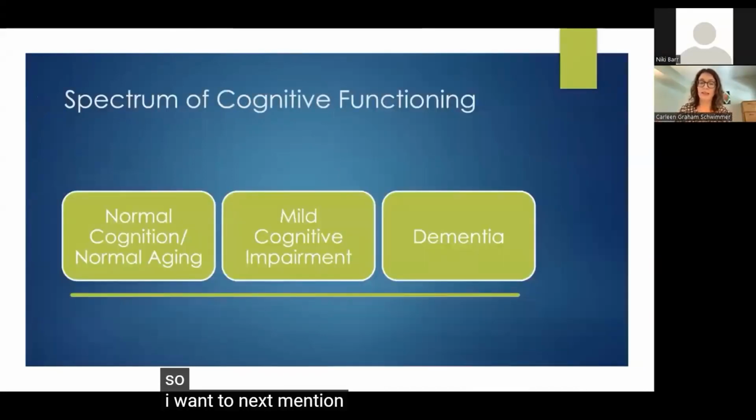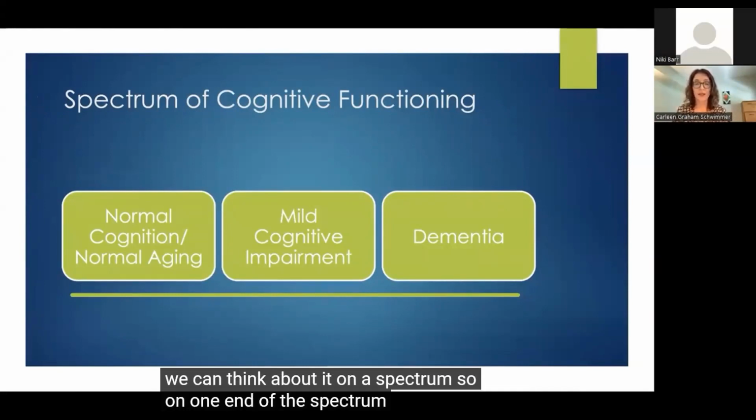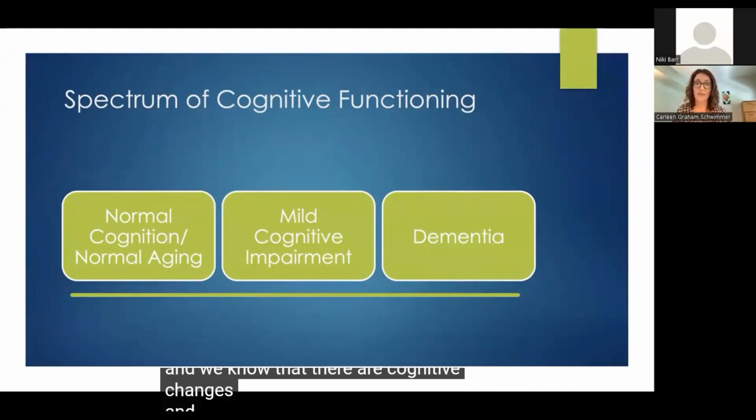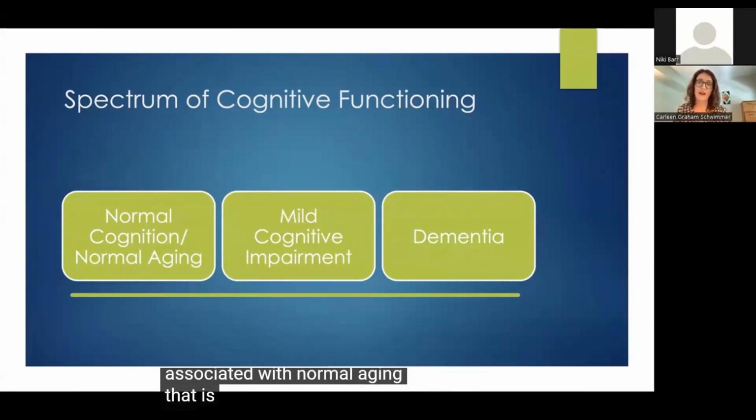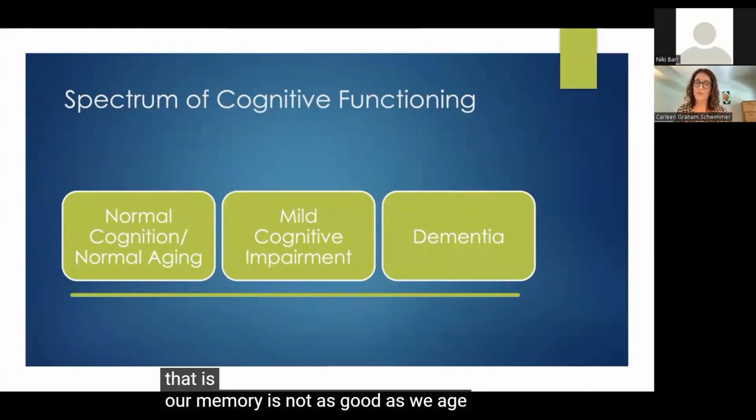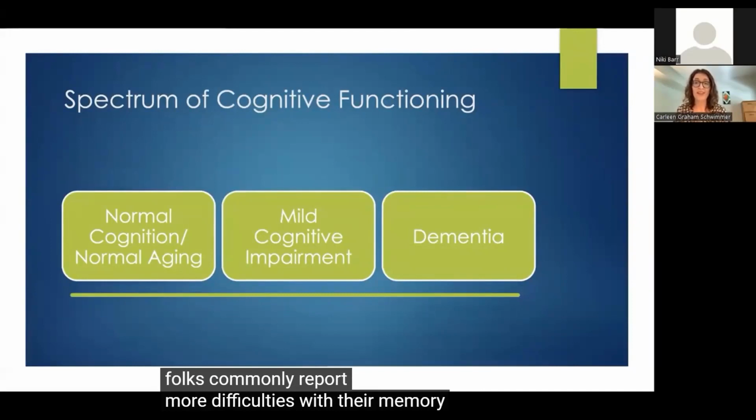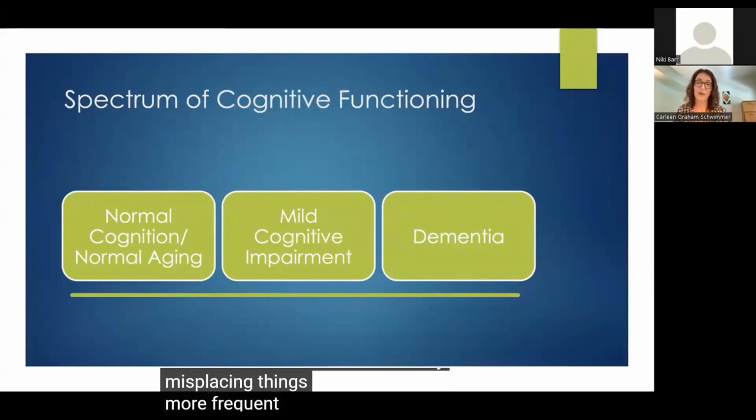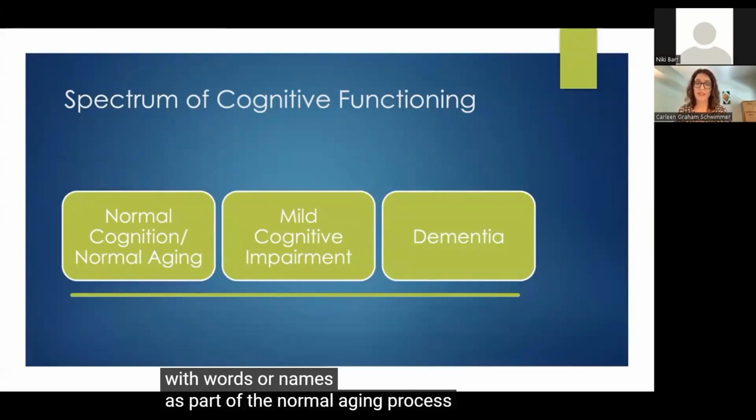So I want to next mention that cognition, we can think about it on a spectrum. So on one end of the spectrum, we have normal cognition or normal aging. And we know that there are cognitive changes and unfortunately some decline associated with normal aging. That is, our memory is not as good as we age. Folks commonly report more difficulties with their memory, misplacing things, more frequent difficulties coming up with words or names as part of the normal aging process.